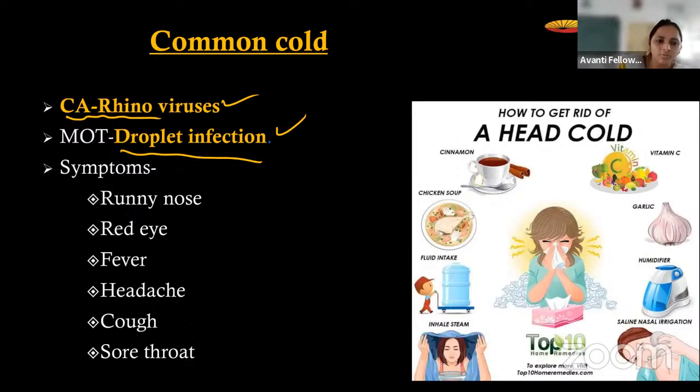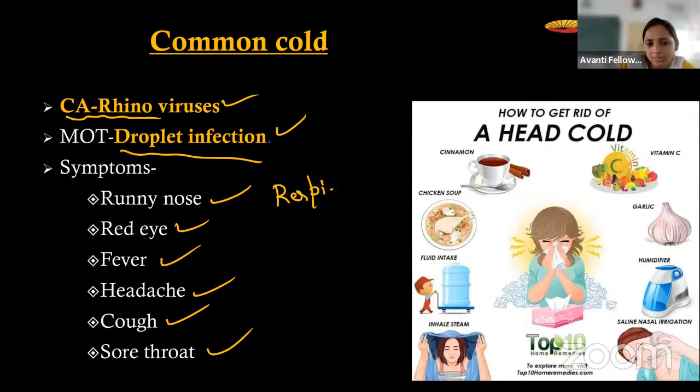Which are the symptoms? We get a running nose, red eyes, fever and headache, cough and sore throat. Whenever we are affected by the cold, we are unable to talk also, right? So it affects the throat also. Here you have to remember that it mainly affects the respiratory tract.